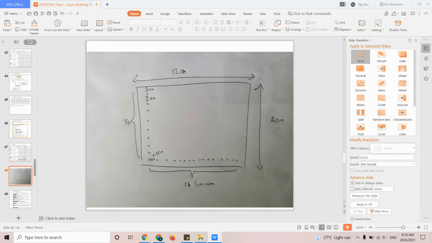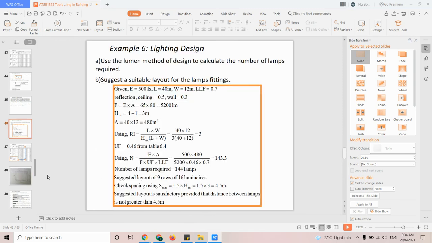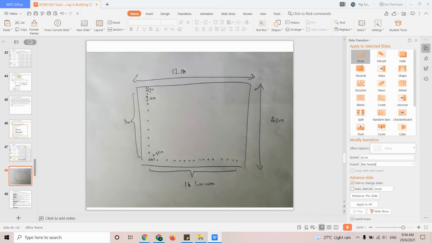So here, as suggested, you give 9 rows here and 16 columns here. So in total, you should have 144 lights required based on the lumen method. If you were to find out the spacing in between them, you have to mark it out. You have 4 meters in between the lights in a row and 0.75 meters for lights in a column.